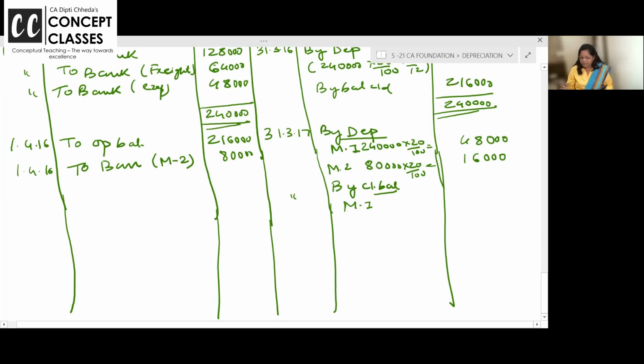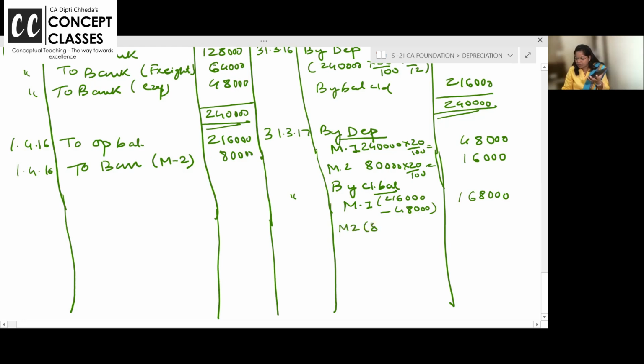Machine 1. Machine 1, how much will it be? See, you can write, listen all of you. You can write closing balance as the balancing figure: opening plus purchase minus depreciation, and closing as the balancing figure. But if you write it separately, it will be easier for the machine which is going and all. So machine 1, can I say it is 1,68,000? Anyone having doubt can write 216 minus 48.